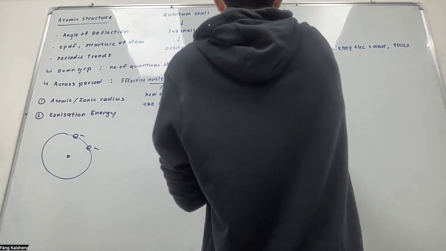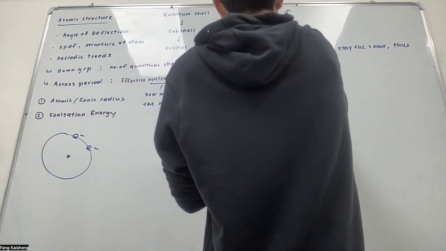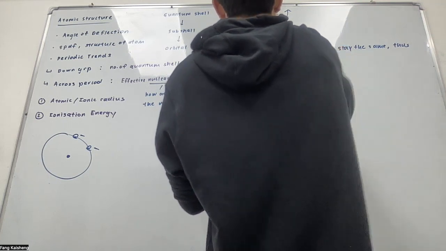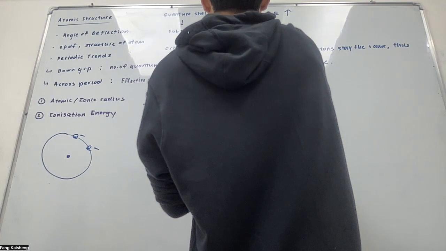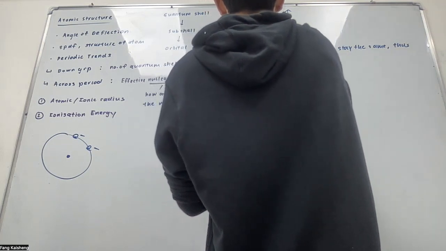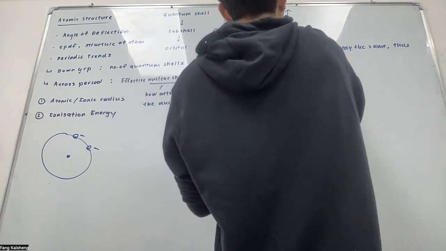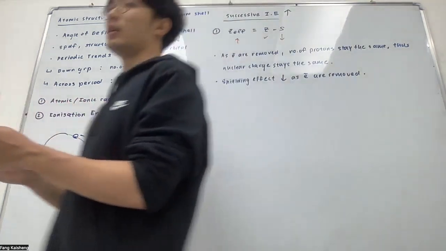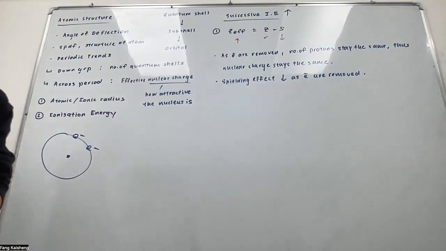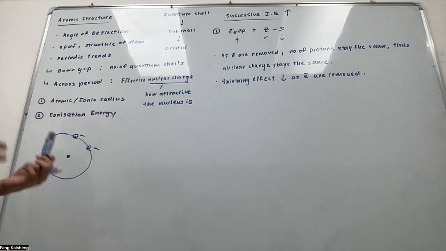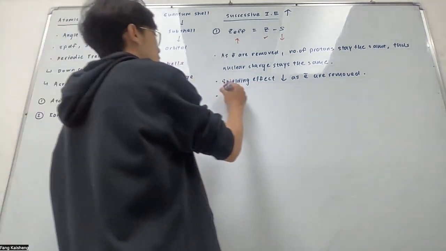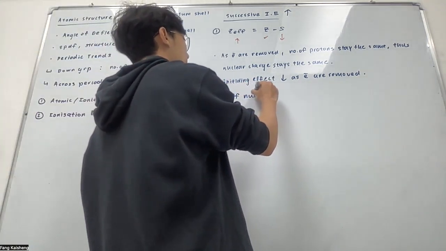Thus, nuclear charge stays the same. Okay, but your shielding effect does drop because you have fewer electrons, right? So shielding effect decreases as electrons are removed. I'm not a fan of this because clearly shielding effect is only dependent on your inner shell, but you're removing from the outer shell. So already there's a bit of an error. So I'll tell you guys about the second, more convincing reason. But anyways, effective nuclear charge increases and so on.